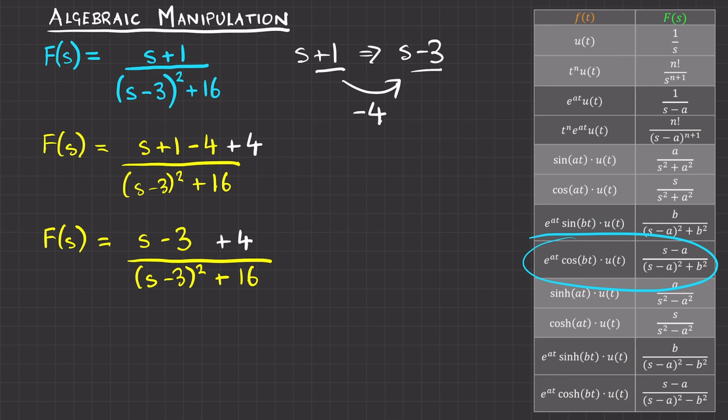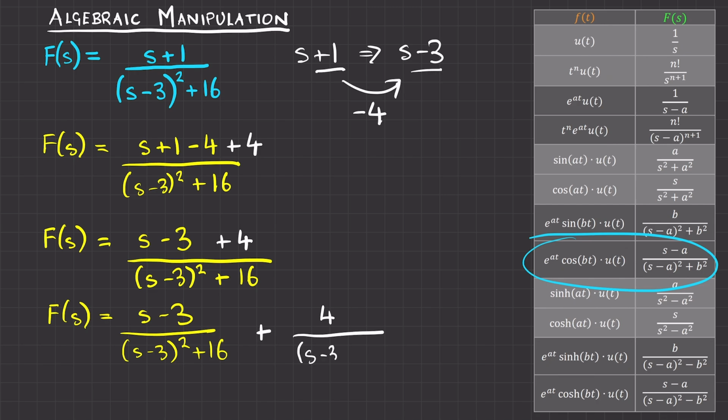If you remember your basic fractions knowledge though, you can actually split the numerator up into 2 sections. So we can write this as f of s equals s minus 3 over s minus 3 squared plus 16, and then plus 4 over s minus 3 squared plus 16.